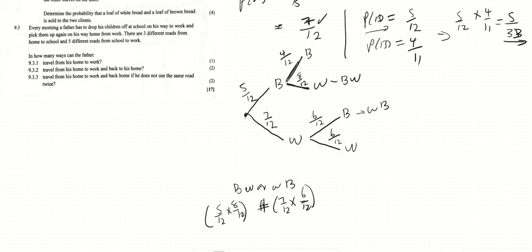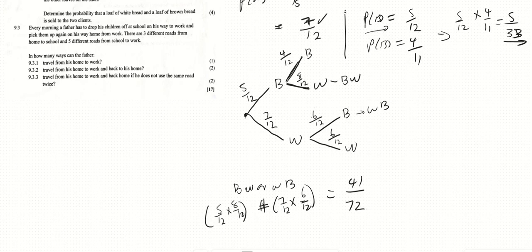So what is the probability in this situation? 5 over 12 times 8 over 12 plus 7 over 12 times 6 over 12. So our probability here will be 41 over 72 as the probability that he will choose the brown and white.